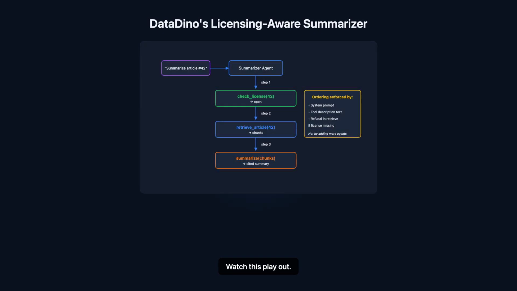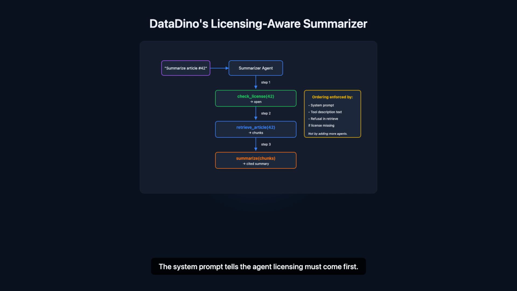Watch this play out. A user asks DataDino's summarizer agent to summarize Article 42. Step 1. The agent calls check license with article ID 42. The result comes back open, meaning summarization is permitted. Step 2. Only now does the agent call retrieve article, pulling the chunks from vector search. Step 3. The agent summarizes those chunks and returns a cited summary. The order is enforced 3 ways.